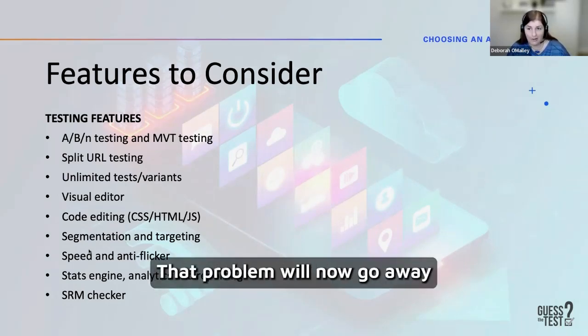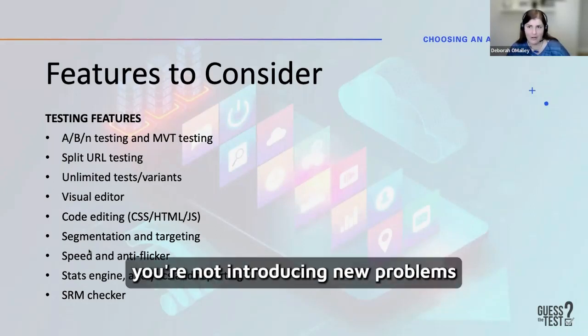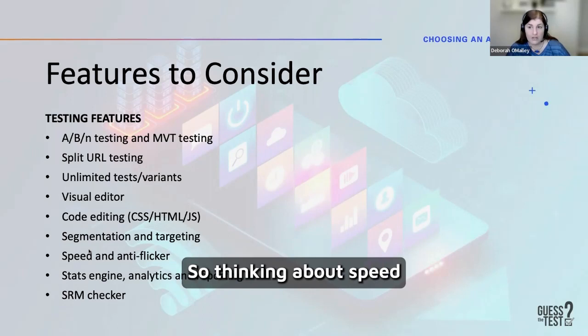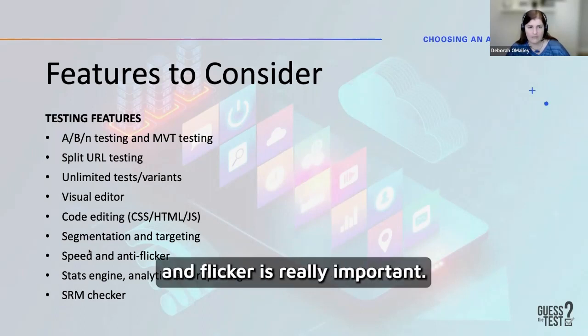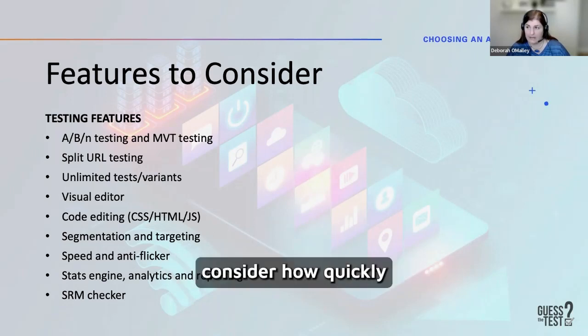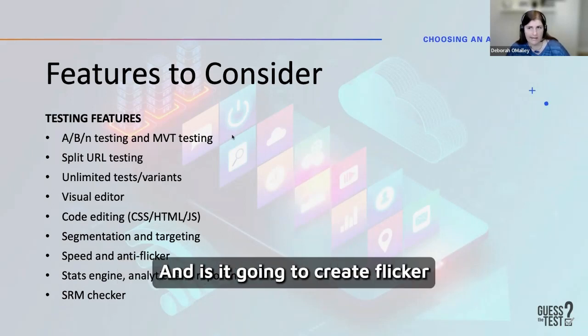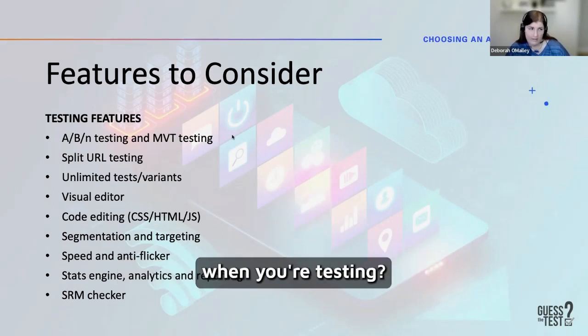That problem now will go away if you're not using Optimize, but you want to make sure you're not introducing new problems when you choose a new platform. So thinking about speed and flicker is really important. There are some platforms like SiteSpec, for example, that say they're the fastest platform out there. And you're going to want to, with any testing platform, consider how quickly is it going to load, and is it going to slow down your site, and is it going to create flicker when you're testing.